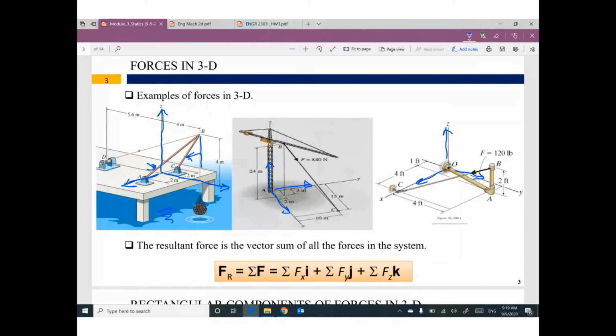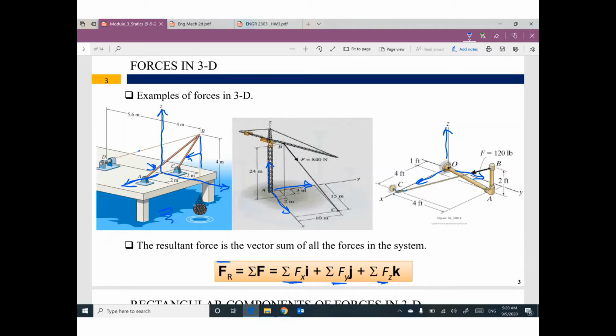If you can break each force to three components, I can get the resultant force. How? Your resultant force as a vector will be the summation of all horizontal components plus the summation of all Y components plus the summation of all Z components. So we can add components together. It will be fine. It will be good.